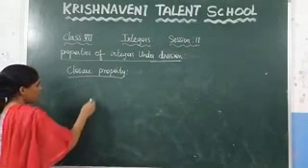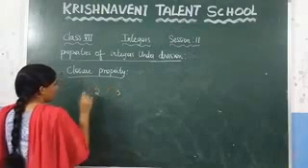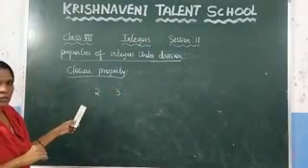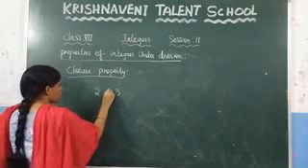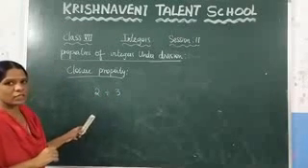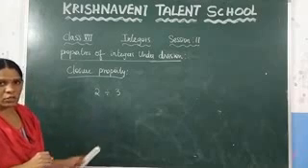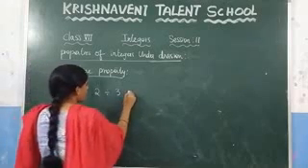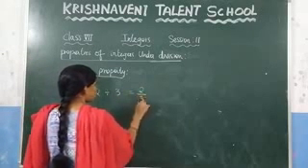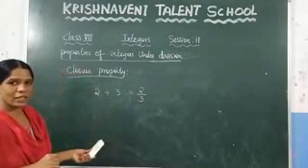Now take two integers, 2 and 3. Here we need to divide these two integers. After dividing, you have to get an answer which is also an integer. So we can write this as 2 by 3. Right? Is 2 by 3 an integer?